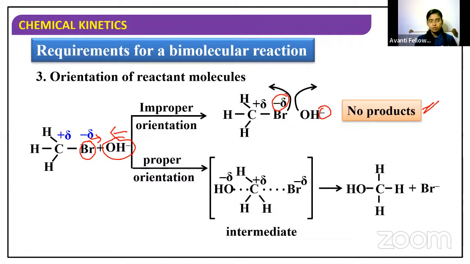And now in the proper orientation, you see OH is coming from the other side, from the back side to this carbon. Where the positively charged carbon is, to that side the negative is coming. So positive and negative will attract each other, and because of this we get a product from the intermediate. Clear for all of you? So orientation is also very important.